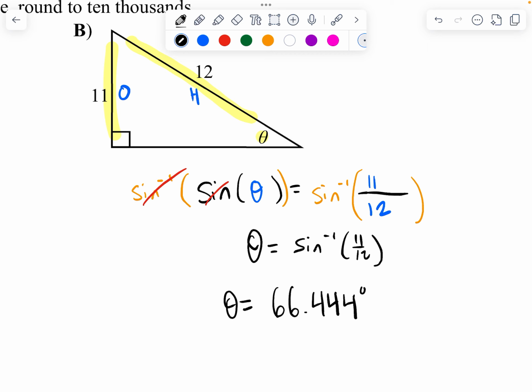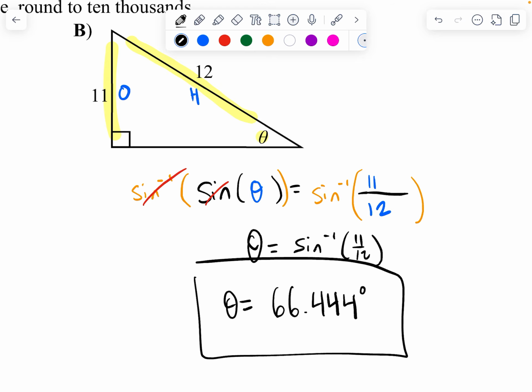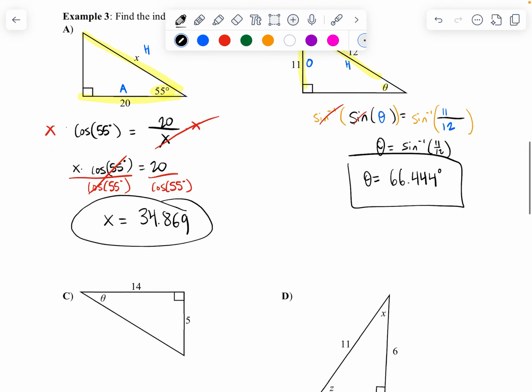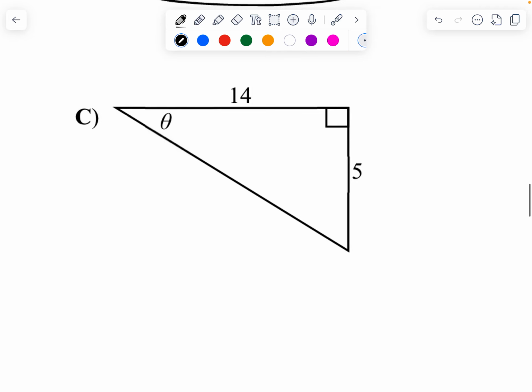Right? We solved for an angle. We were in degree mode, so that should be 66.444 degrees. We actually do know that one, so make sure we write it that way. Okay, not too shabby. Two more left to go.